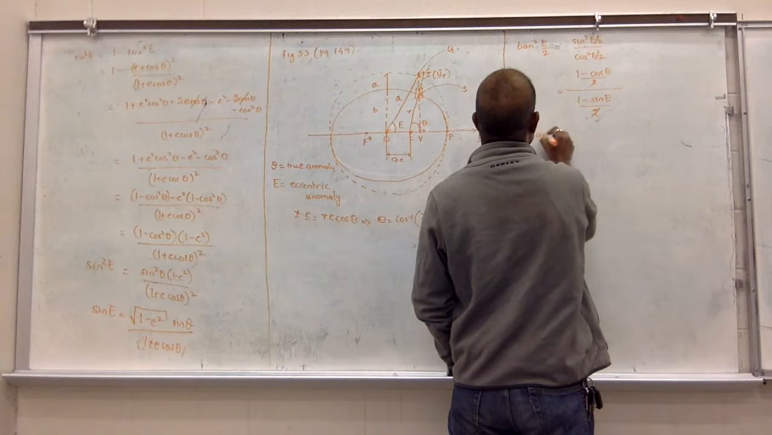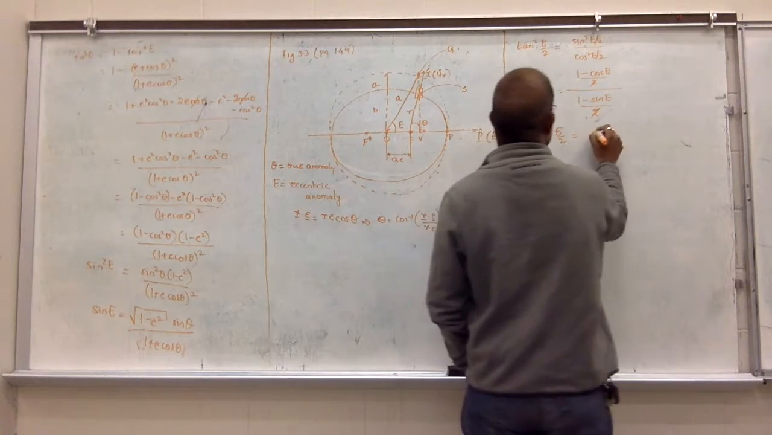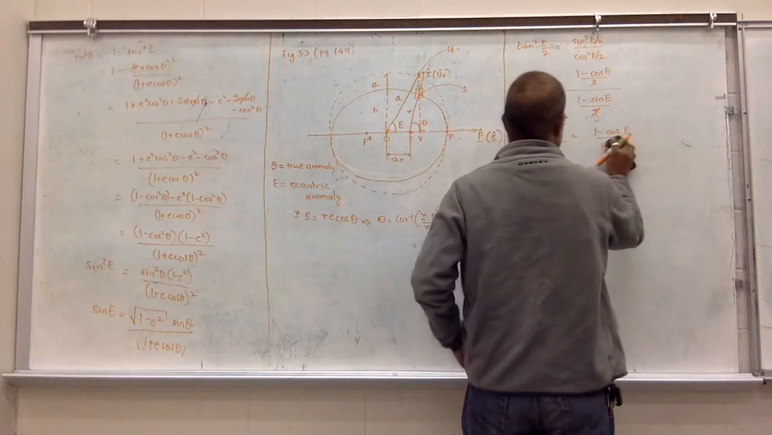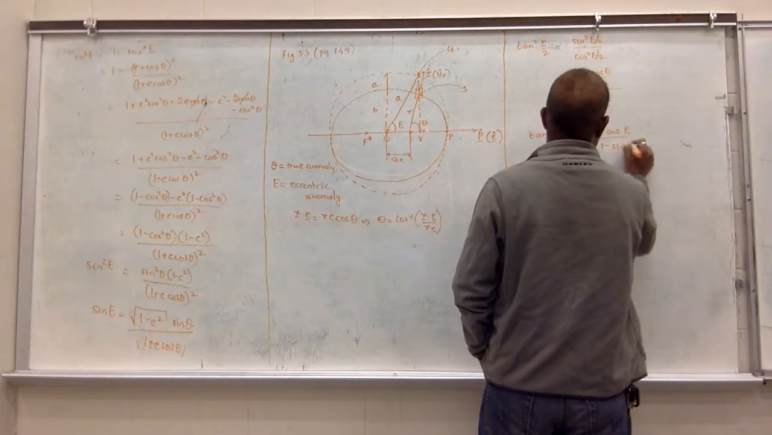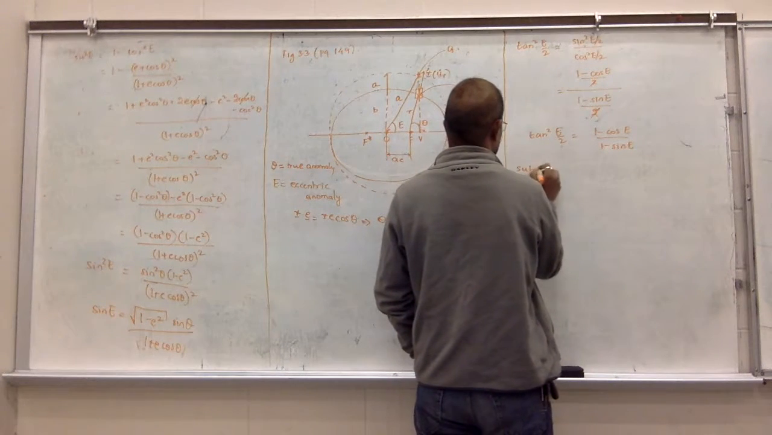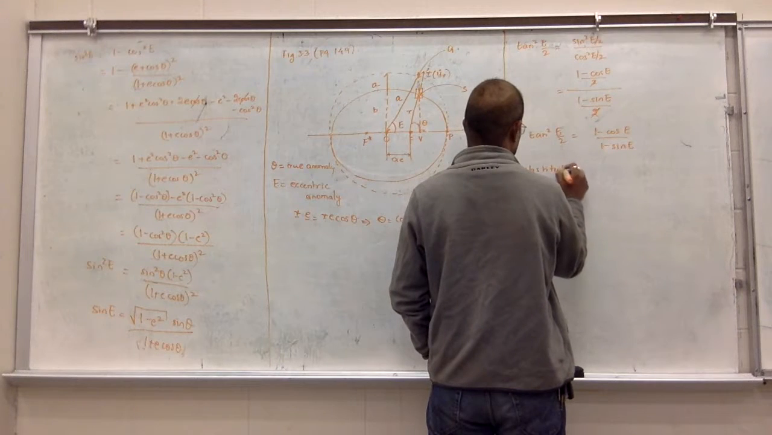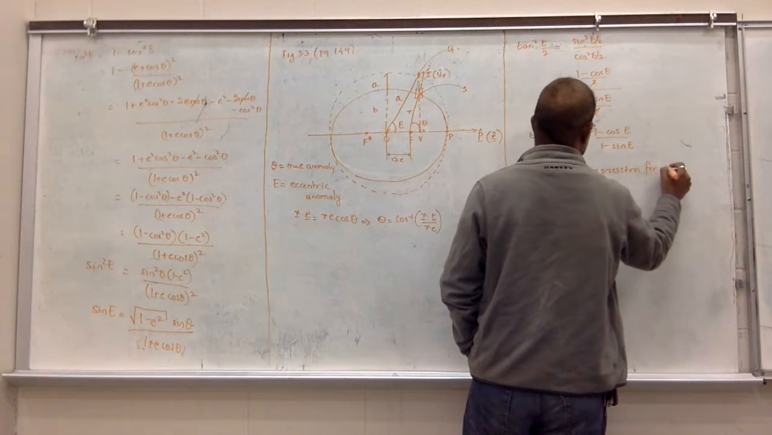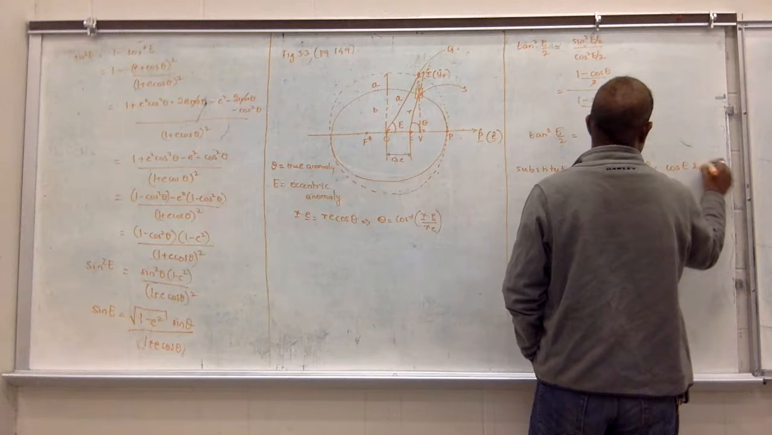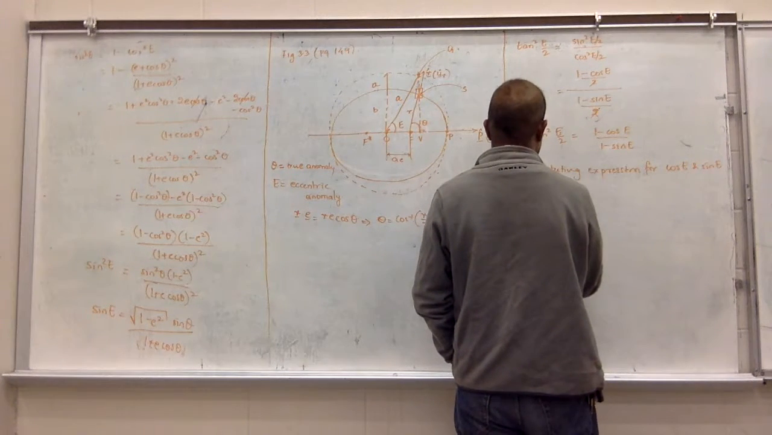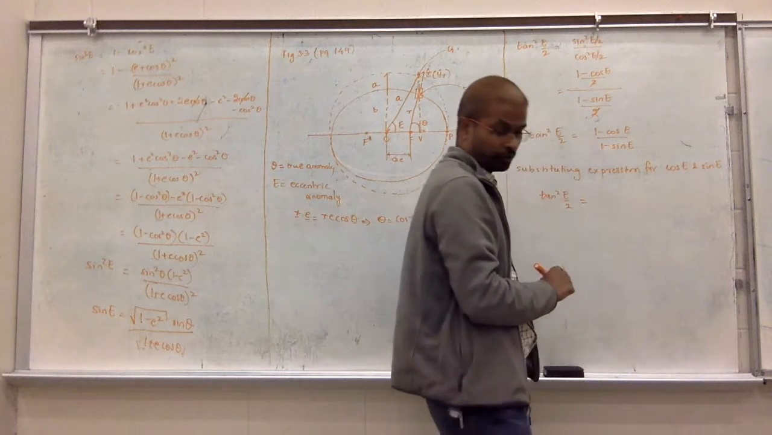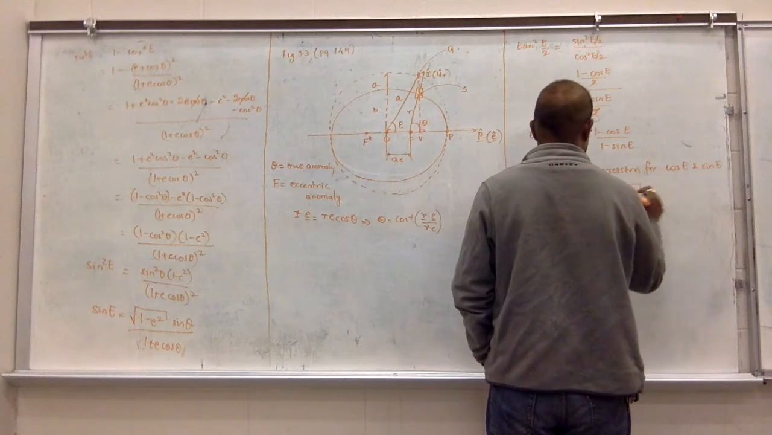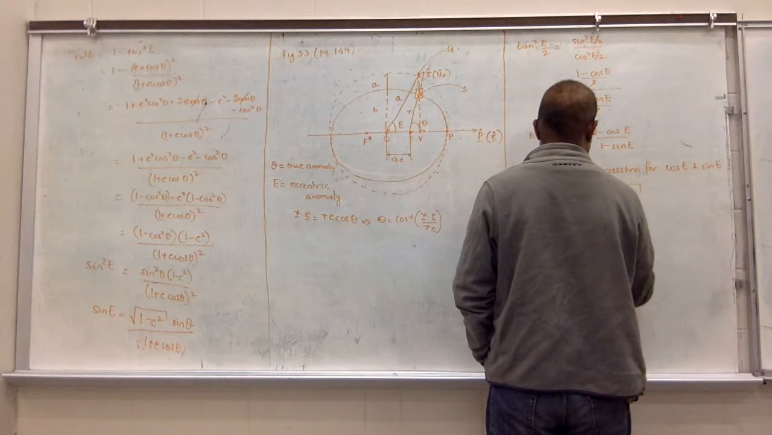So you have tangent square E over 2 is equal to 1 minus cosine E divided by 1 plus cosine E. Substituting the expression for cosine E and sine E, you get tangent E over 2 is equal to the square root of 1 minus e divided by 1 plus e, times tangent theta over 2.